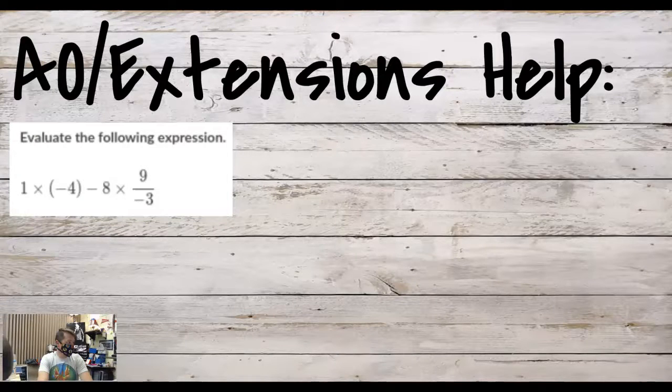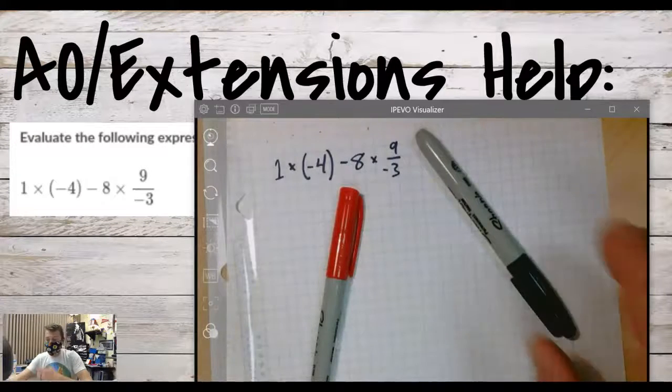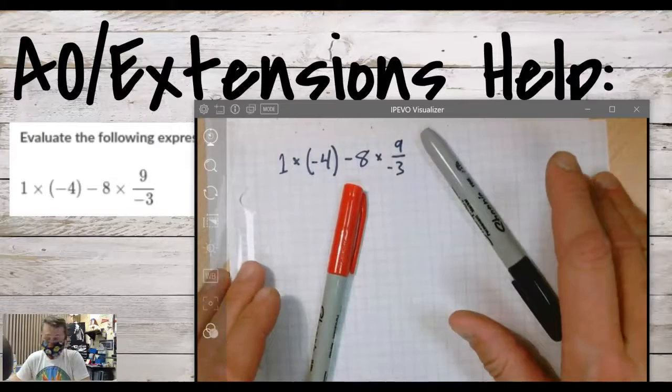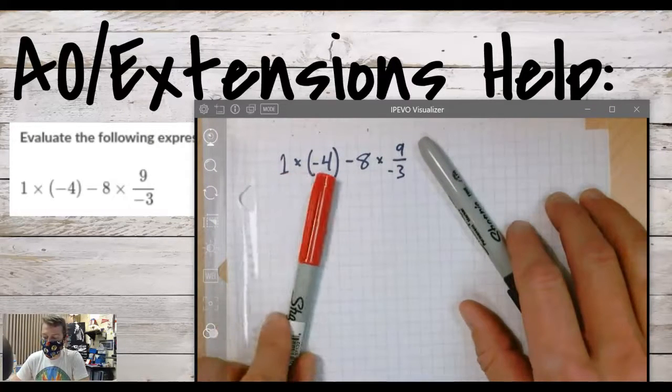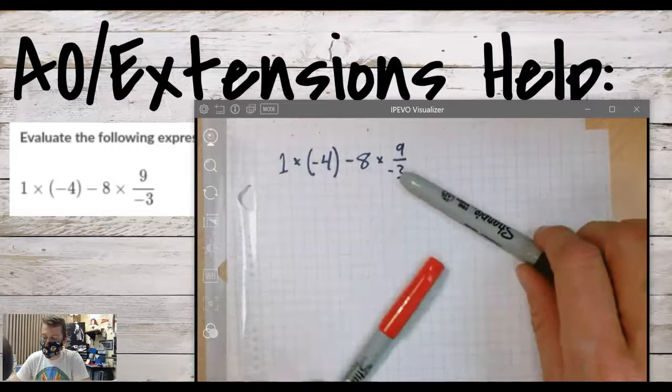Alright, so we're making another help video here for a weird order of operations problem. So we've got this problem written down as 1 times -4 minus 8 times 9 divided by -3.